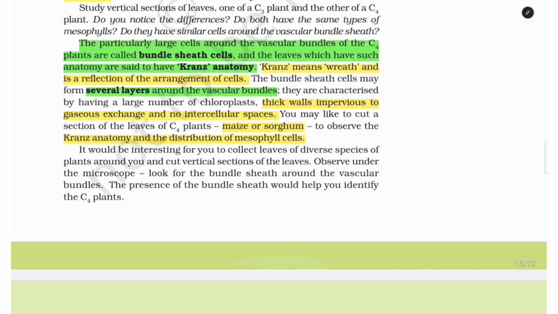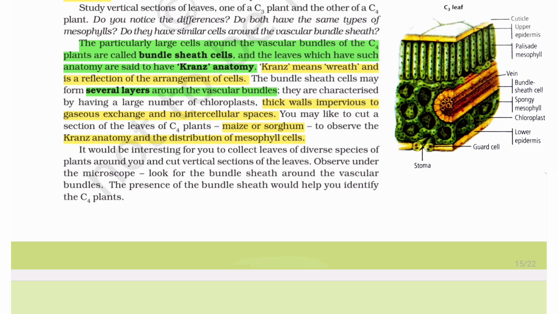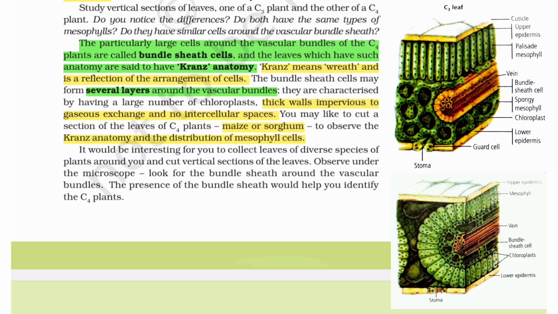Study vertical sections of leaves, one of a C3 plant and the other of a C4 plant. Do you notice the differences? Do both have the same types of mesophyll? Do they have similar cells around the vascular bundle sheath? The particularly large cells around the vascular bundles of the C4 plants are called bundle sheath cells, and the leaves which have such anatomy are said to have Kranz anatomy. Kranz means a wreath and is a reflection of the arrangement of cells.